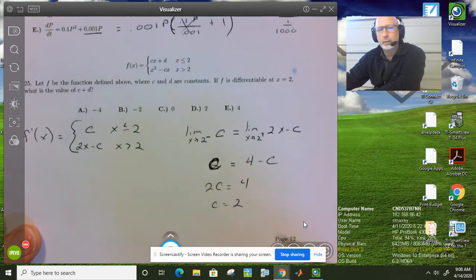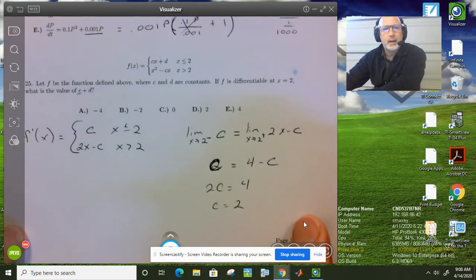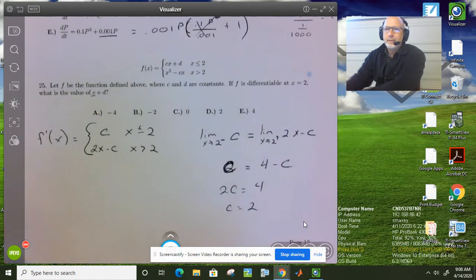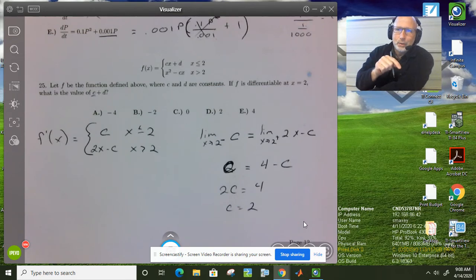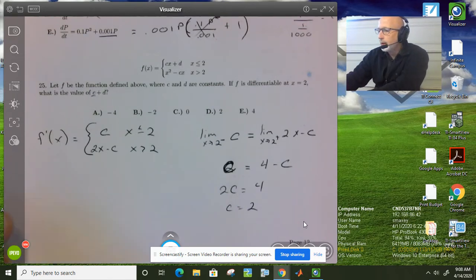C turns out to be equal to 2. Okay, now that's only 1/2 of what I needed. I need to actually figure out what the other part is. Now, if it's differentiable at 2, it's also continuous at 2. Remember, differentiability implies continuity, but continuity does not imply differentiability. Okay, so I know it's differentiable, therefore it's continuous.